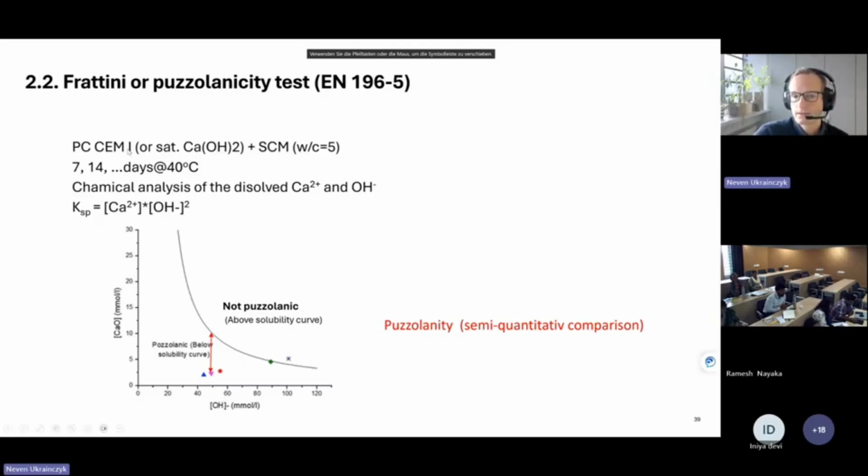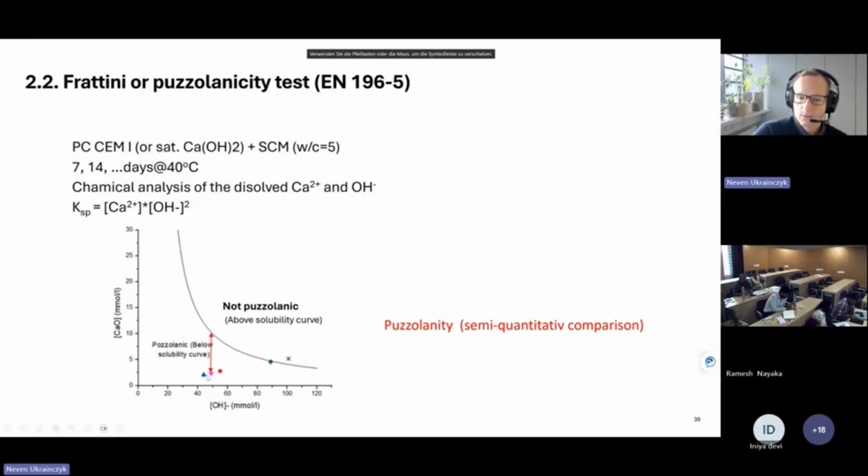You can also use Portland cement, which basically again gives you saturated calcium hydroxide solution. Usually we do it with calcium hydroxide, and then for 7-14 days, or you can do it for more days, at 40 degrees, and you are measuring and analyzing the amount of dissolved calcium and pH.